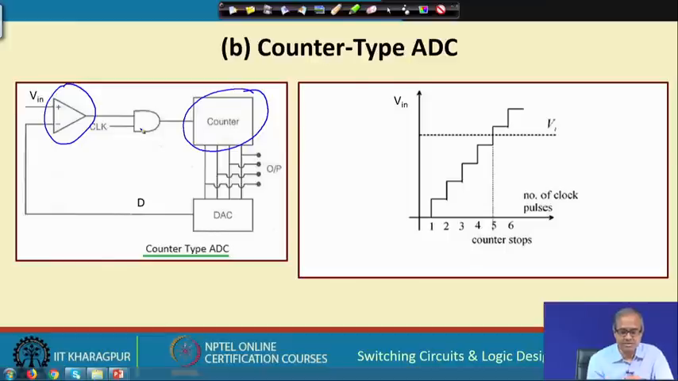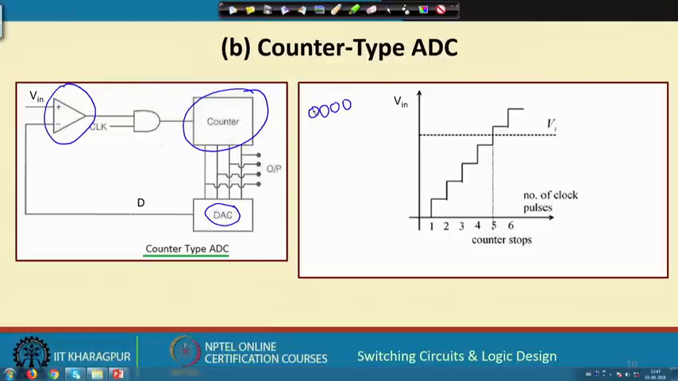Let us see what happens. This counter value is initialized to 0. Suppose it is a 4-bit counter, we initialize to 0, 0, 0, 0, and we are using a DA converter also. We already know how to design a DA converter. So, in this approach we are using a DA converter to design an AD converter. Okay. The idea is very simple.